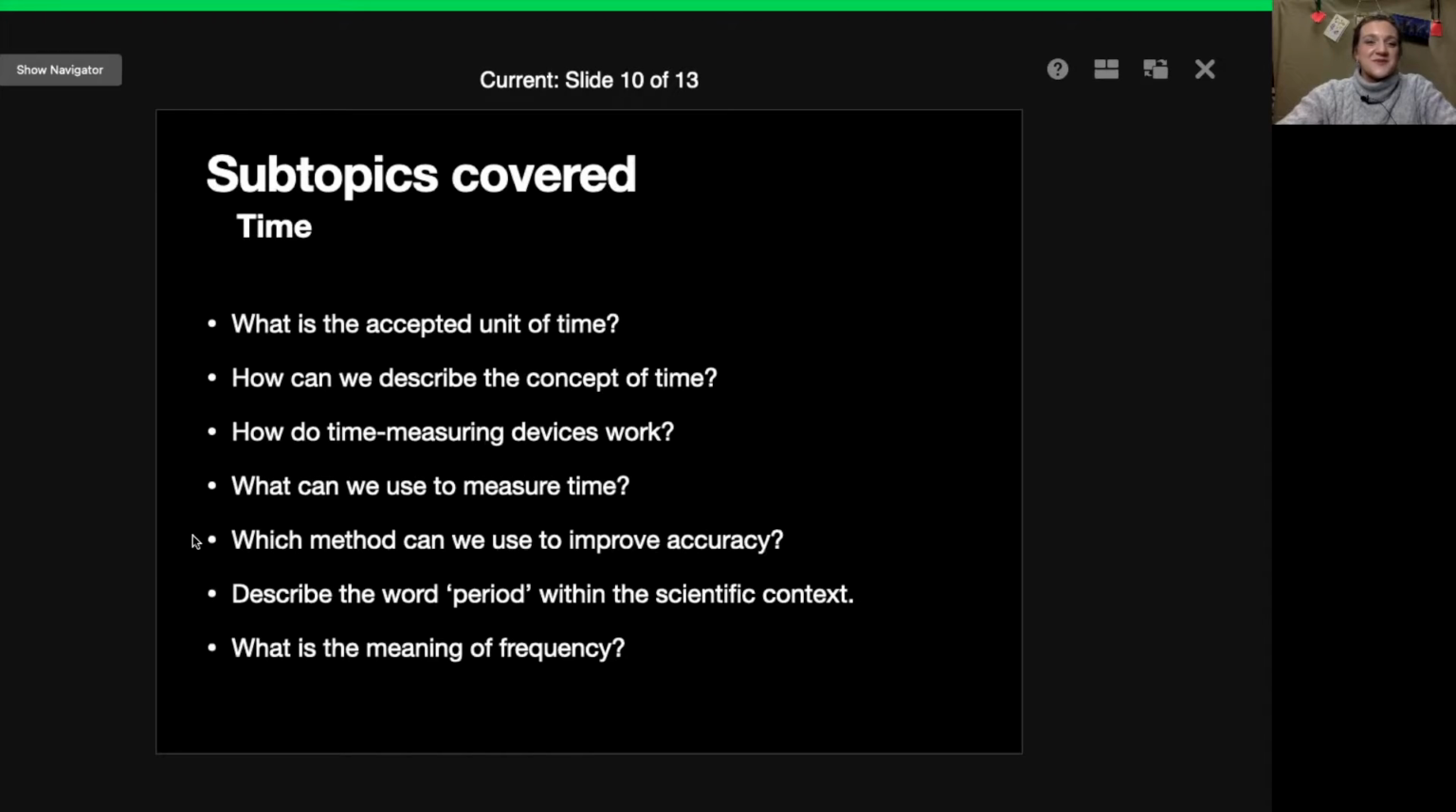The next measurement we have is time. So how do we measure time? How do we determine time? And why is time in physics important? So first, what is the accepted unit of time?